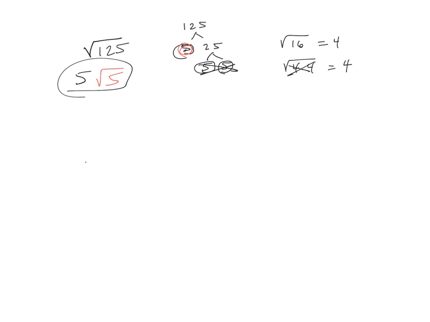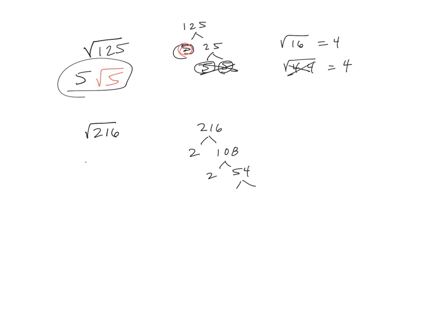Let's try one that's maybe a little bit different. The square root of 216. You start the same way. 216, what goes into it? Well, I don't know. 2 goes into it, so that's 108. What goes into 108? 2 again. So that's 2 times 54.